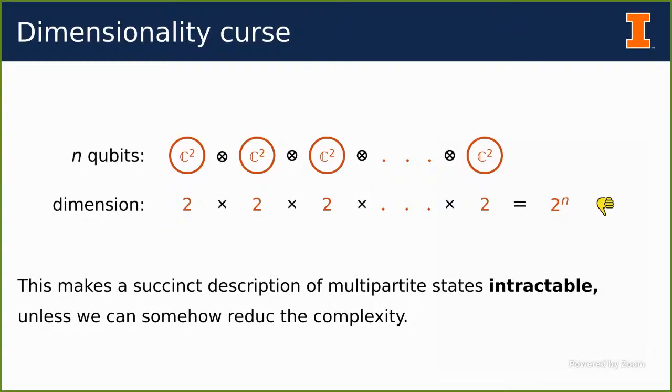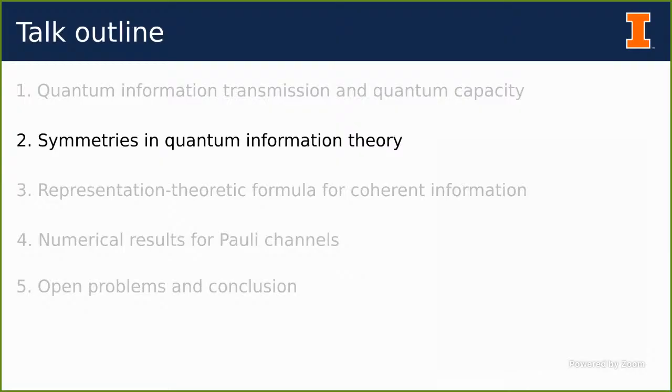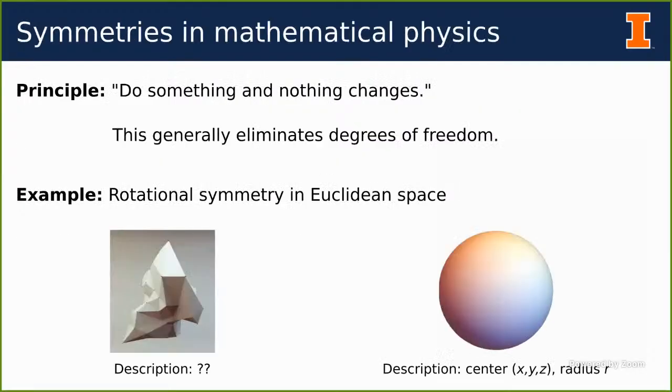Unless you can somehow, at least with this problem here, try to deal with the complexity by reducing it. One way of doing this in mathematical physics is using symmetries. Symmetry is the principle that you do something and nothing happens. And so that eliminates degrees of freedom. A good example is rotational symmetry in Euclidean space. If I give you some arbitrary 3D body and I don't tell you anything about it, you'll have a hard time describing this mathematically. If I tell you that something is rotationally invariant in 3D space, then there are exactly 4 degrees of freedom left: the position of the center of the sphere and the radius.